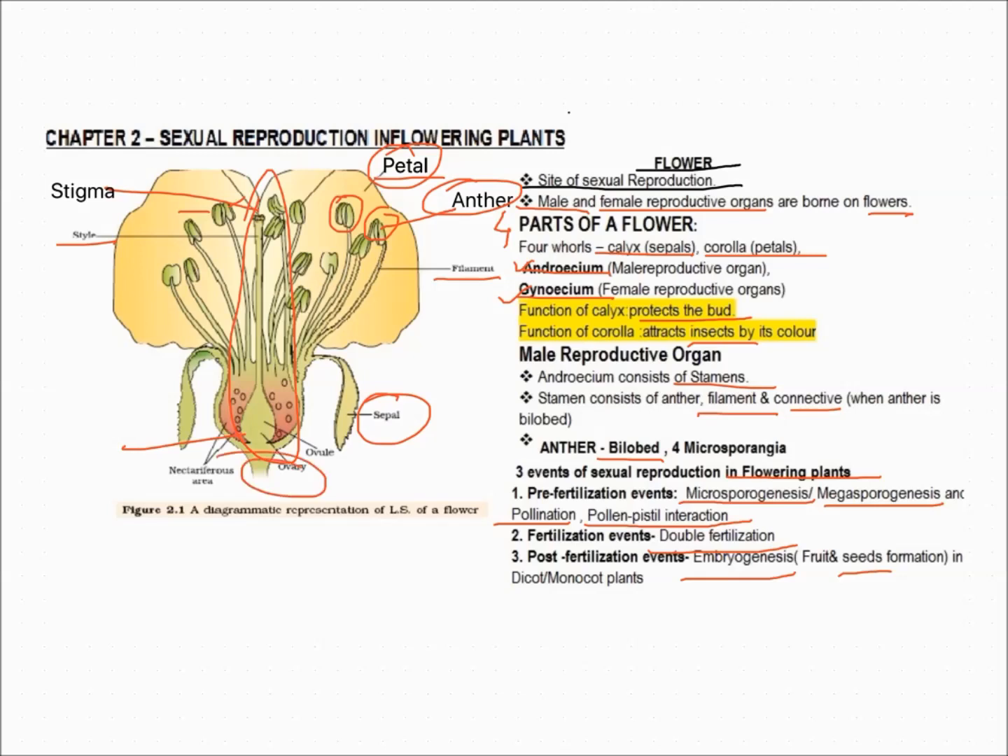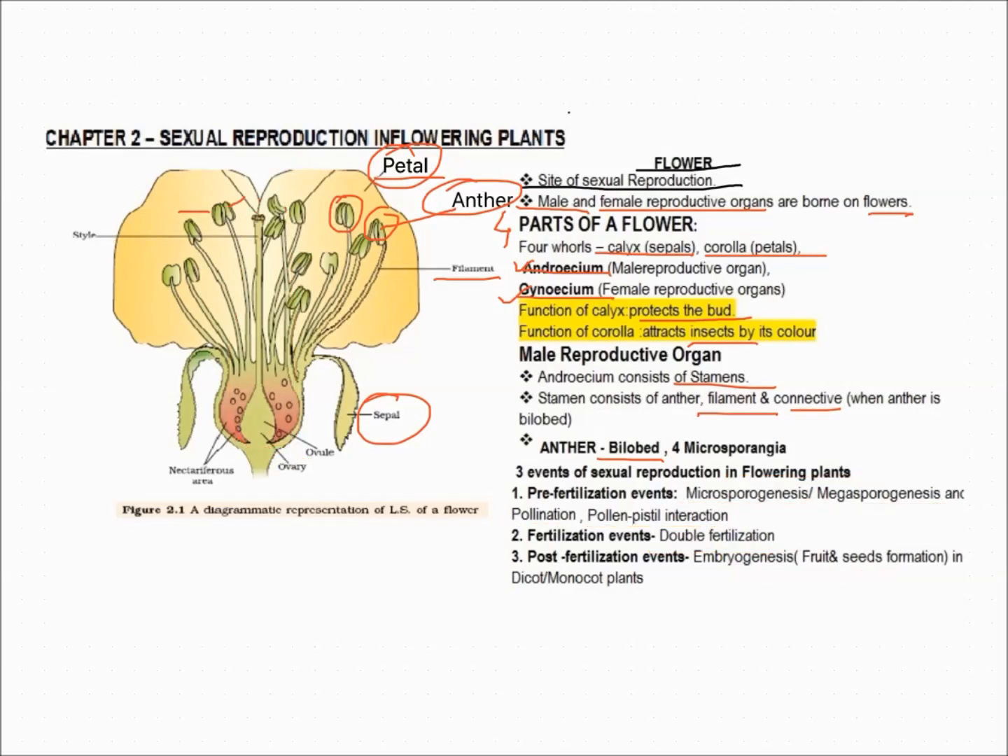This is the ovary. The ovary and stigma are connected with the style. Inside the ovary there is the ovule. The ovule is connected in the ovary with the ovary wall by the placenta.